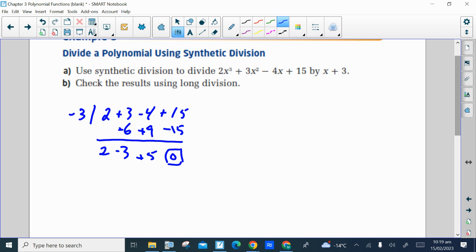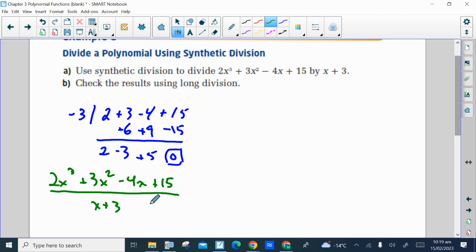And once again, we divided a third degree polynomial by a first degree. An x cubed divided by an x gives us an x squared. So if we write our division statement here, 2x cubed plus 3x squared minus 4x plus 15 divided by x plus 3 gives us our quotient, our answer, which would be 2x squared minus 3x plus 5 with the remainder of 0. So we don't need to put a plus 0 over x plus 3 there, like we did yesterday when we used our division statement, because the remainder is 0.